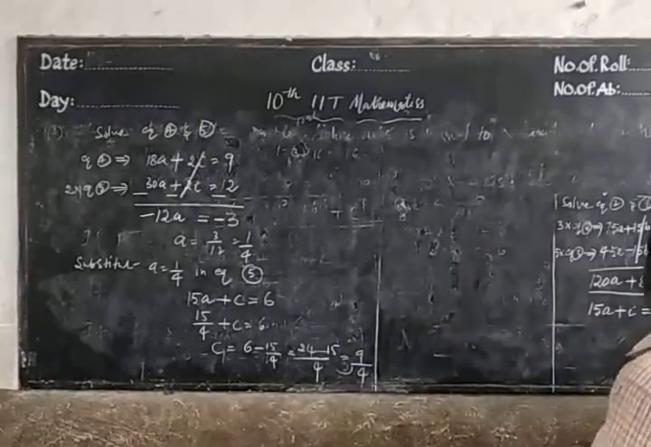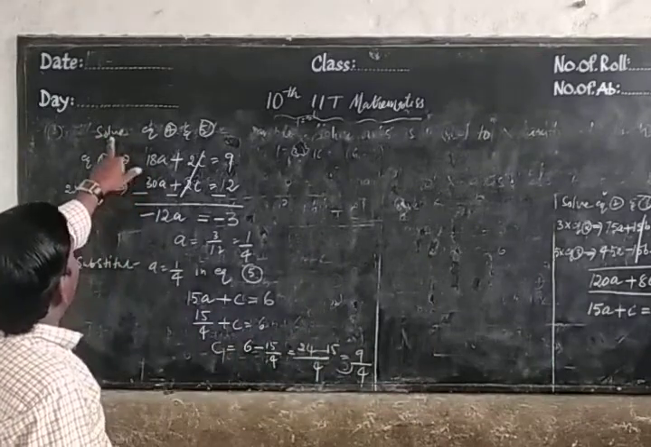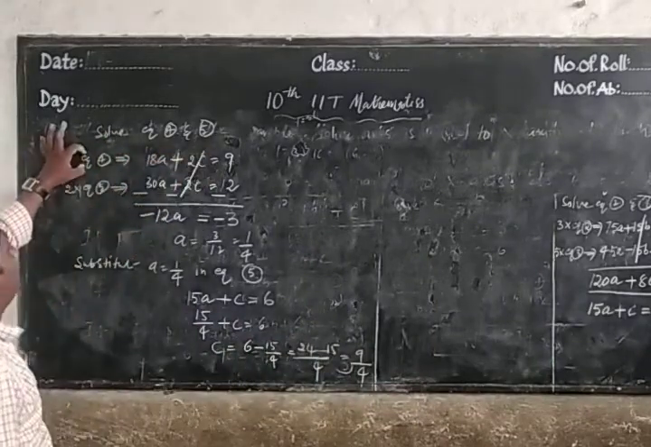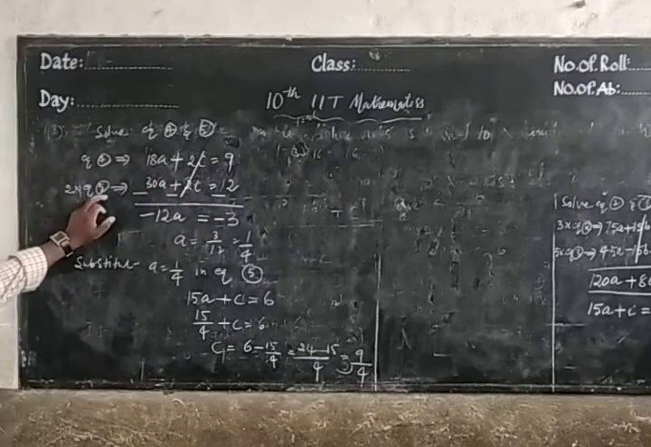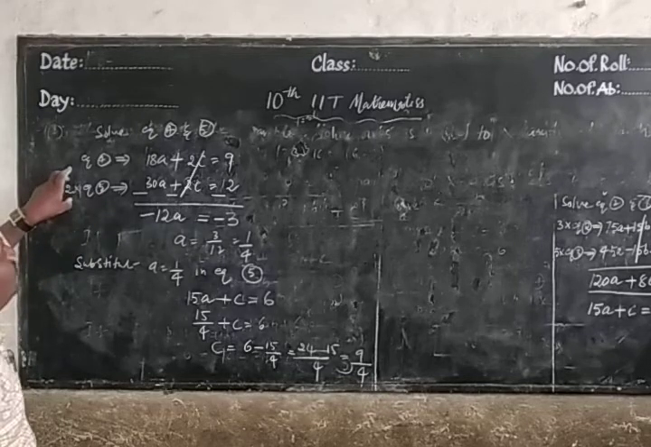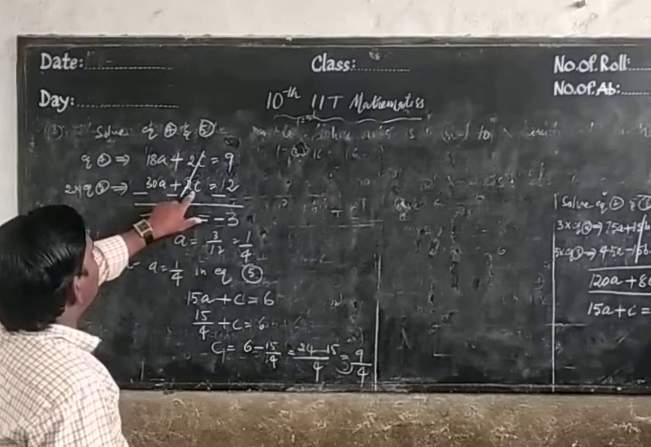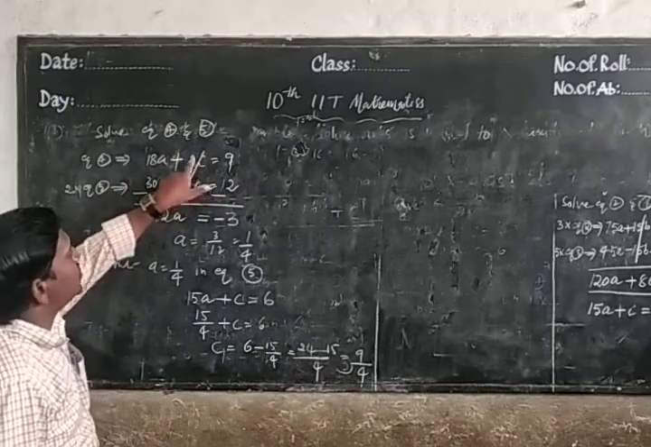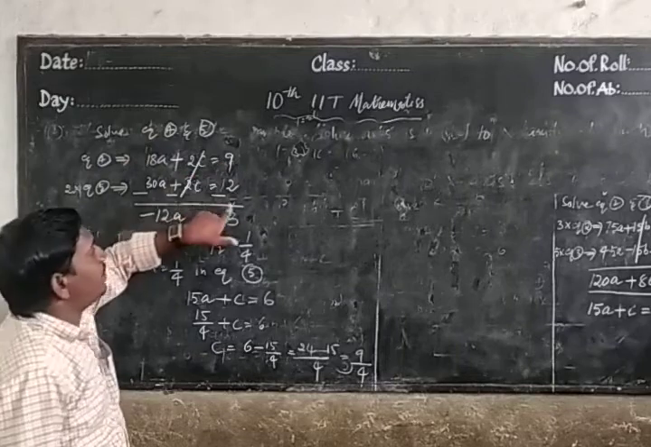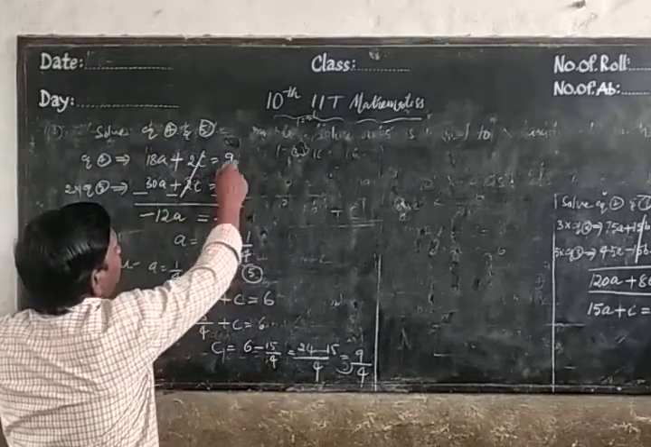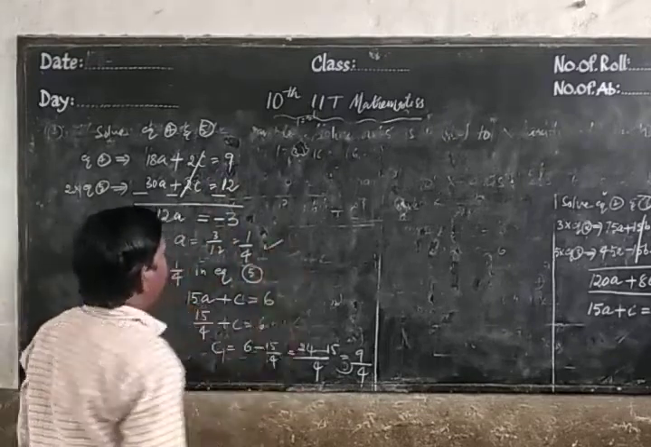Okay, after getting the fourth and fifth equations, solving the fourth and fifth equations. Write the fourth equation directly: 18a plus 2c equal to 9. But the fifth equation should be multiplied by 2 for cancellation of the c value: 2 into 15a is 30a, 2 into c is 2c. So by the subtraction, 2c minus 2c both are cancelled. 18a minus 30a is minus 12a. 9 minus 12 is minus 3. A equal to 3 by 12, a equal to 1 by 4.